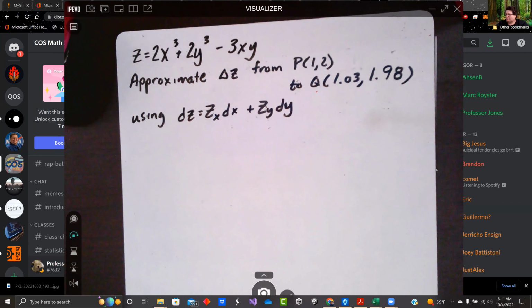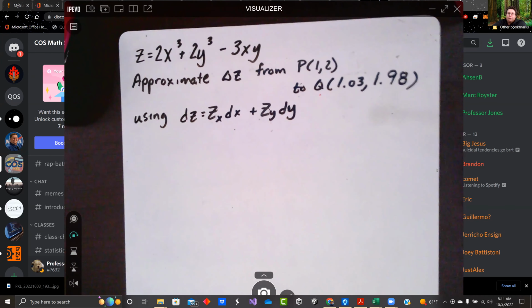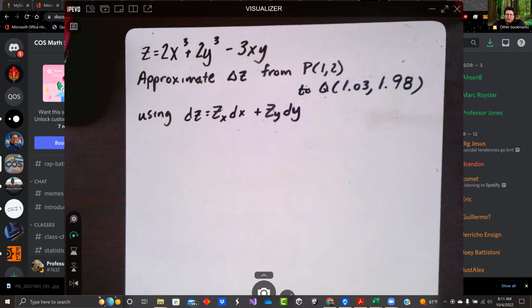So let's walk through this one. This uses differentials, which is where this category shows up, in section 13.4. So we can approximate things. Values like 1.03 and 1.98 are ugly. Who wants to do that? Well, it's kind of annoying, but doing 1.1 and 2 is kind of easy.